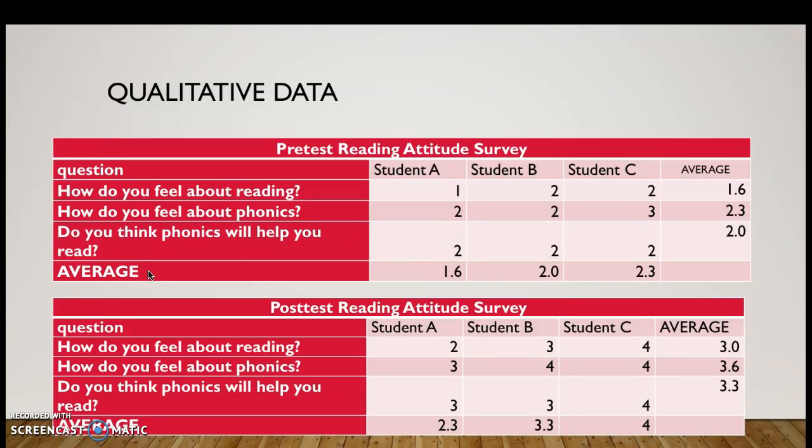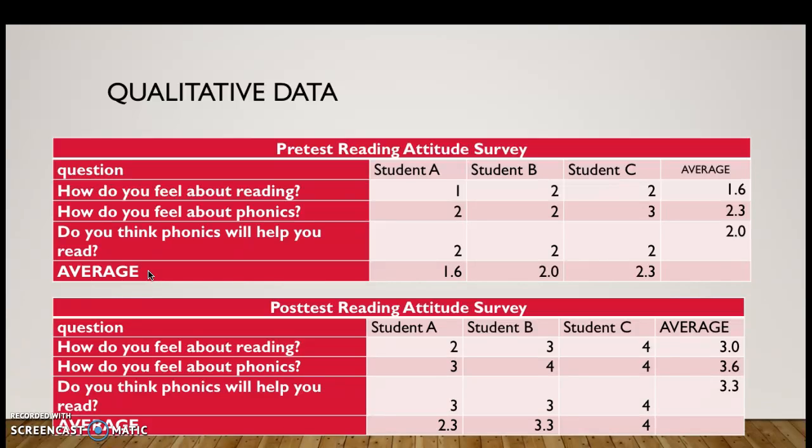So student A had an average of 1.6, which is a pretty low, negative attitude towards reading. Student B had an average of 2.0, which is still pretty low. The goal would be to have a 3 or higher. Student C had an average of 2.3, which was still pretty low.